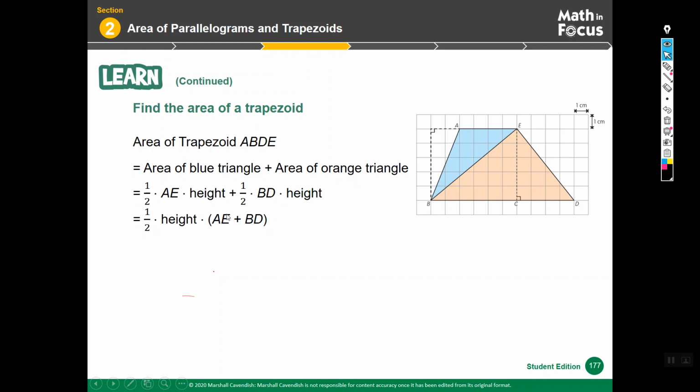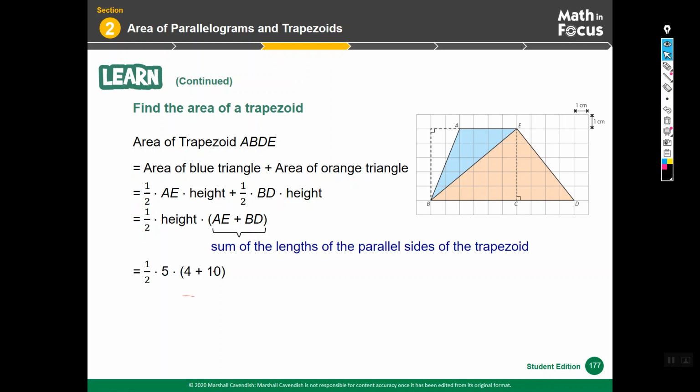And so basically what they've done is they've factored out the height. They put it outside the parentheses, because both formulas had a height in them. So we can take that out and put it outside of the parentheses. And they both had a half, so we factor that out. So what's left is the two bases, so that goes inside the parentheses. All right, so that's the sum of the lengths of our two bases.